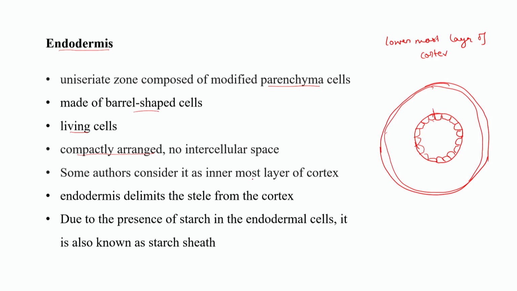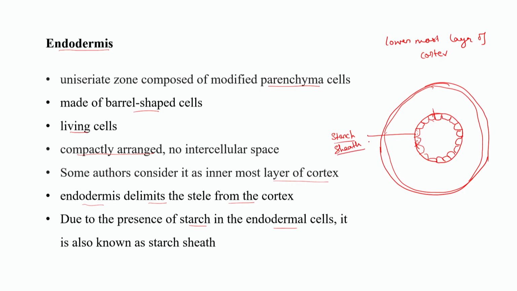Now, this we have talked about, that according to some authors it is considered to be the innermost layer of cortex. Now, endodermis delimits the stele from the cortex. Definitely it is a barrier between the cortex and the stele. Due to the presence of starch in the endodermal cells, it is known as starch sheath. A lot of starch is deposited in endodermis, and because of it, it is also known as starch sheath.